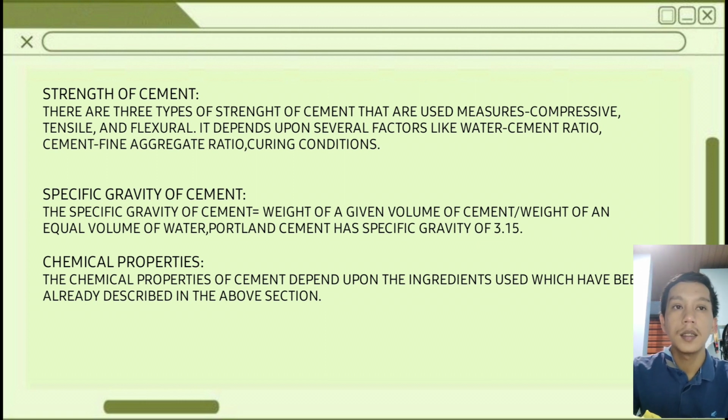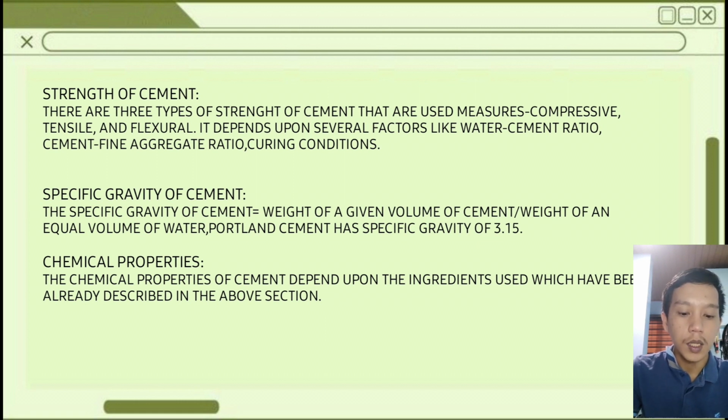And the next one, or should I say the last one, is the specific gravity. The formula for the specific gravity is equal to the weight of a given volume of cement over, or divided by, the weight of an equal volume of water, no?